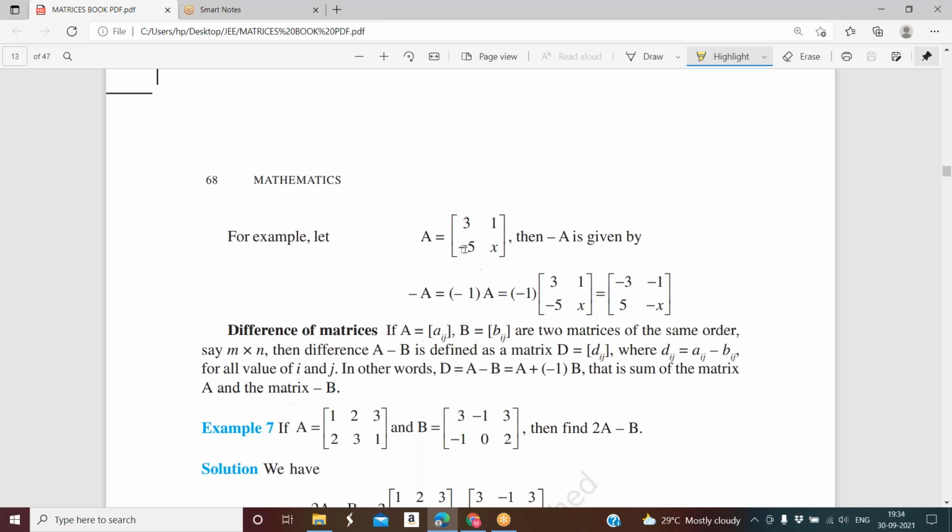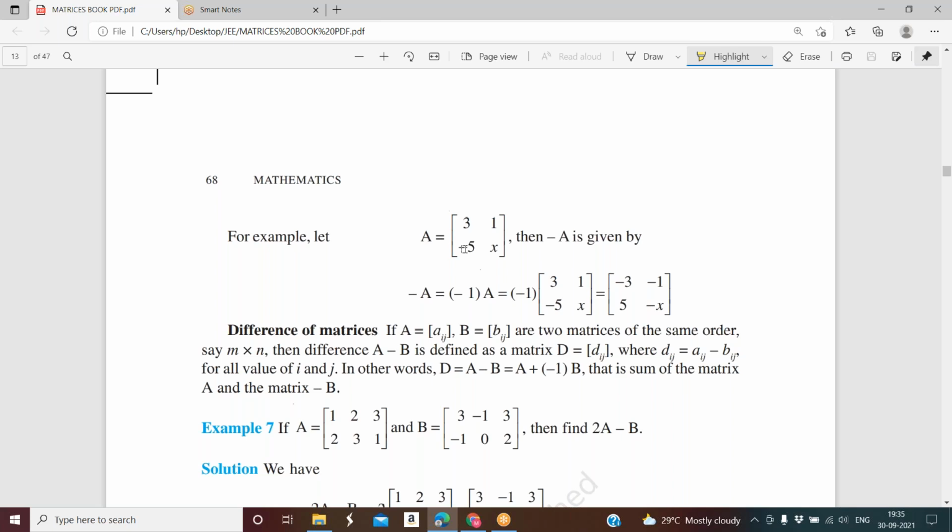Next, I am going to define the difference of matrices. How will you define the difference of two matrices? Let A and B be any two matrices of the same order. Say A is a matrix Aij of order M cross N and B is a matrix Bij of order M cross N. Then the difference of A and B is denoted by A minus B. A minus B gives a new matrix, say D.